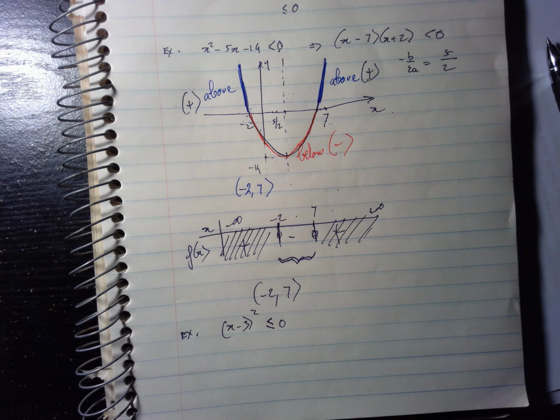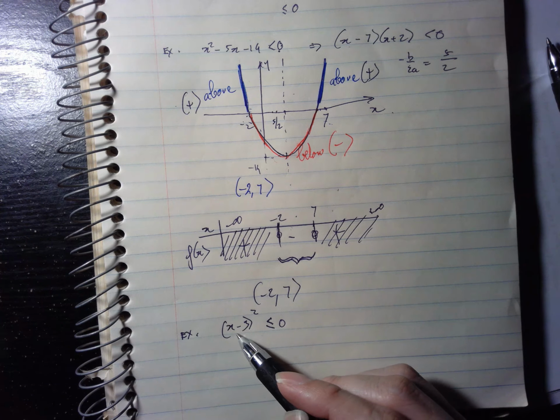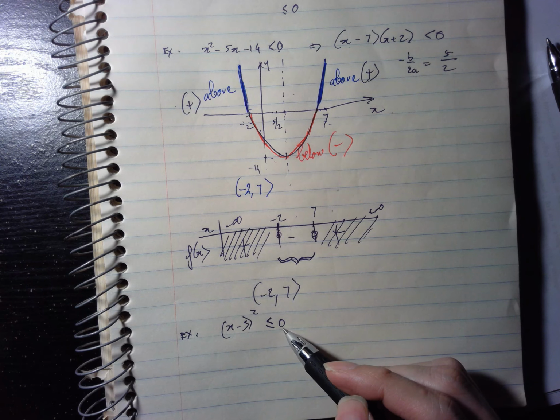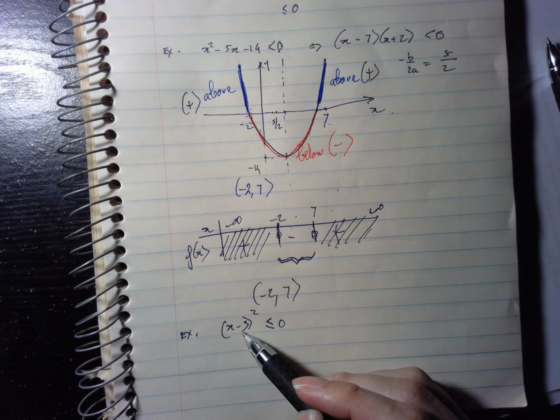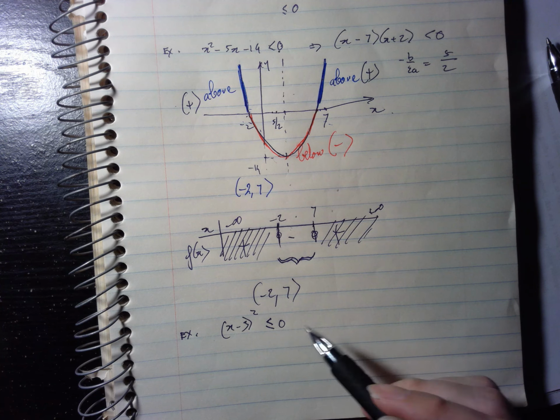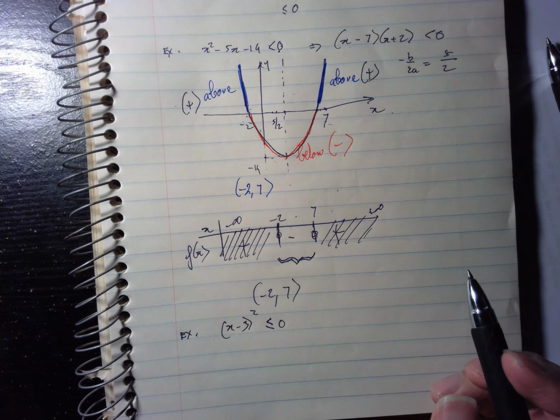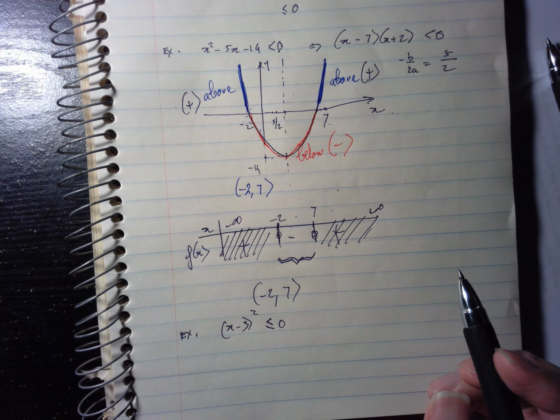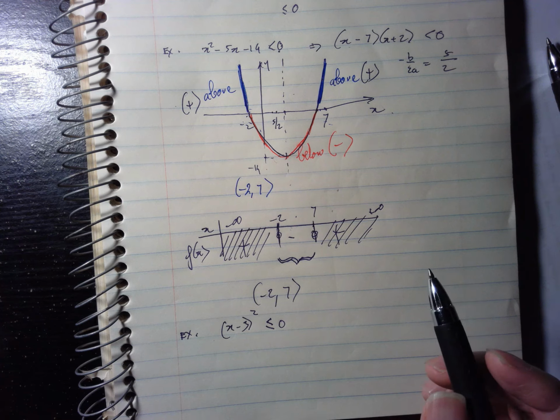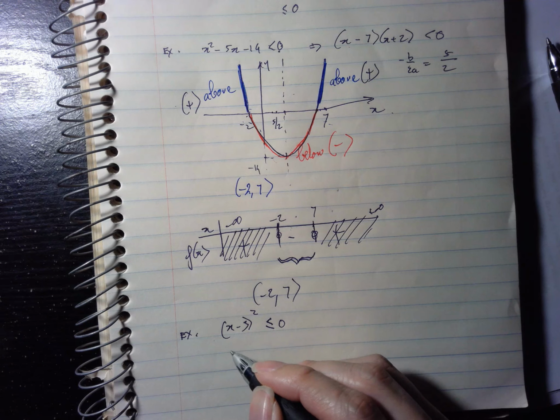What does it mean? How would I write a solution here? If x equals 3, it equals 0. But if x is more than 3 or less than 3, it's always greater than 0. So your answer over here will be x equals 3 only, right?